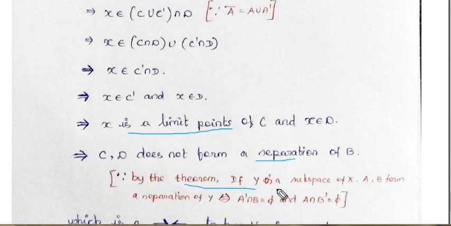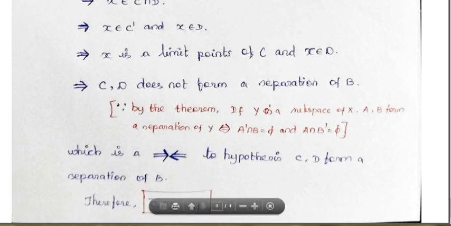We use the theorem we proved in the previous video: if Y is a subspace, then A, B form a separation if and only if A dash intersection B equals empty and A intersection B dash equals empty. Here X is a limit point of C, that is, C dash intersection D is not equal to empty, which means C, D does not form a separation. This is a contradiction to the hypothesis.